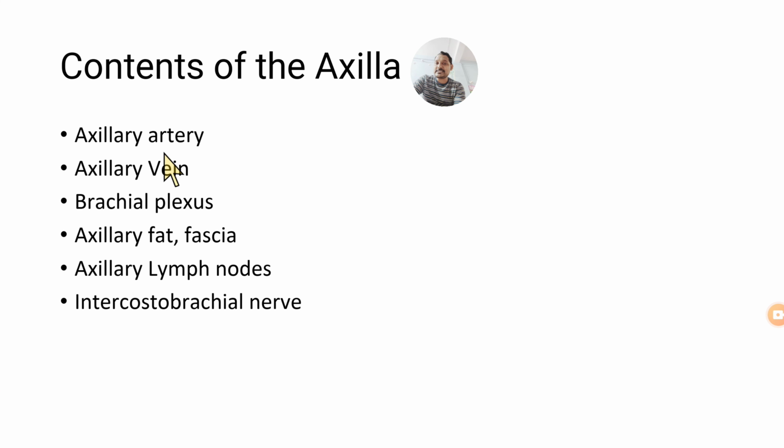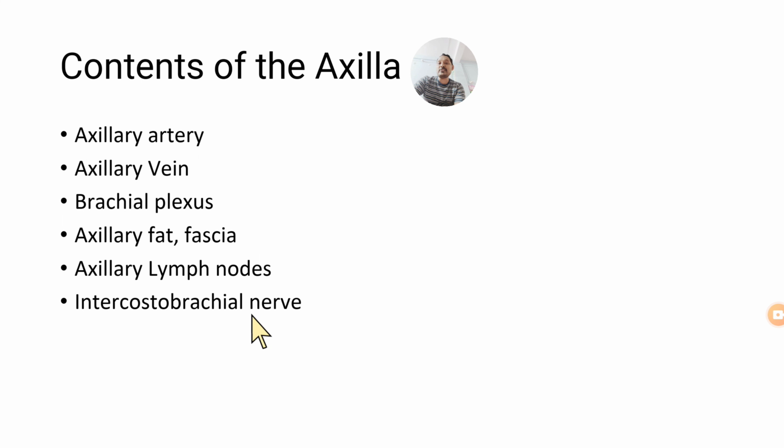This particular slide is of 2 marks. Remember, you have to mention these contents in the contents of the axilla and you get the 2 marks. Axillary artery, axillary vein, brachial plexus which is surrounding that axillary artery, mainly axillary fat, axillary fascia. You also have axillary lymph nodes, important content. And there's a lateral cutaneous branch of the second intercostal nerve, and that is the intercostobrachial nerve. It communicates with the cutaneous nerve of the arm, and they supply the floor of the axilla. This is also found embedded in the axillary fat.